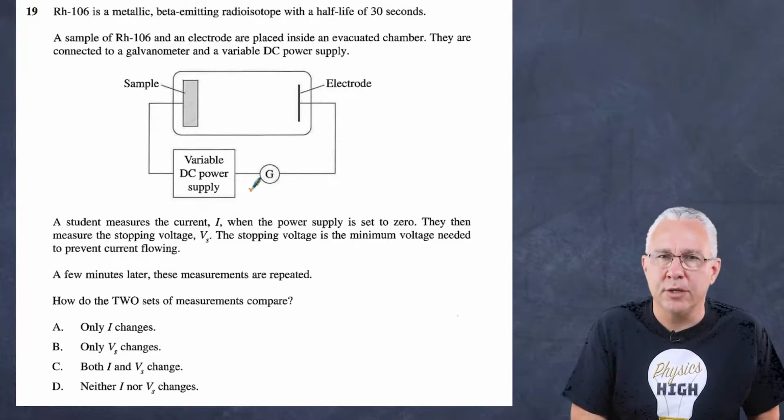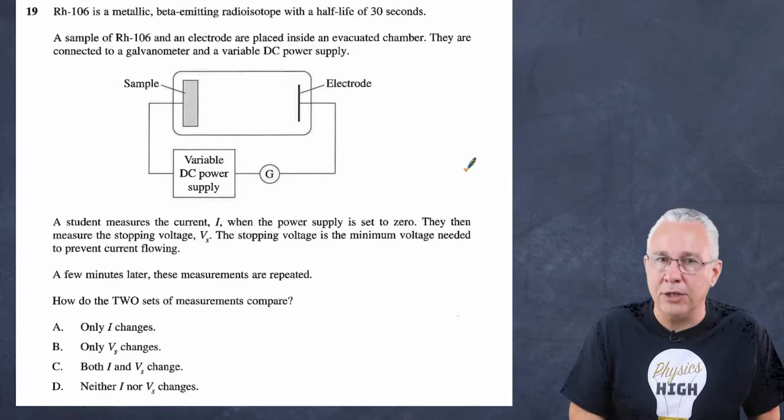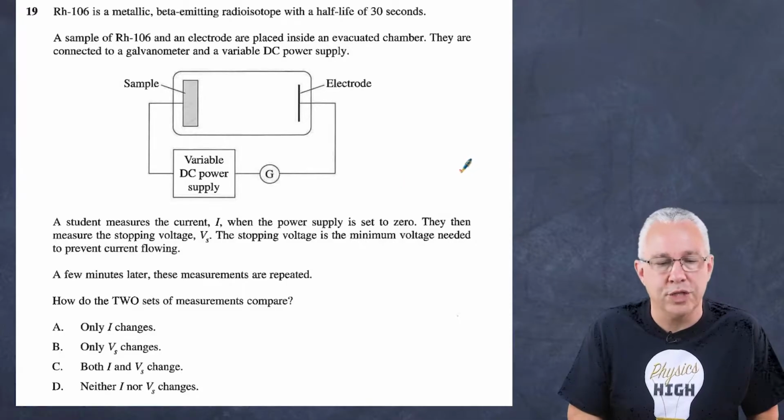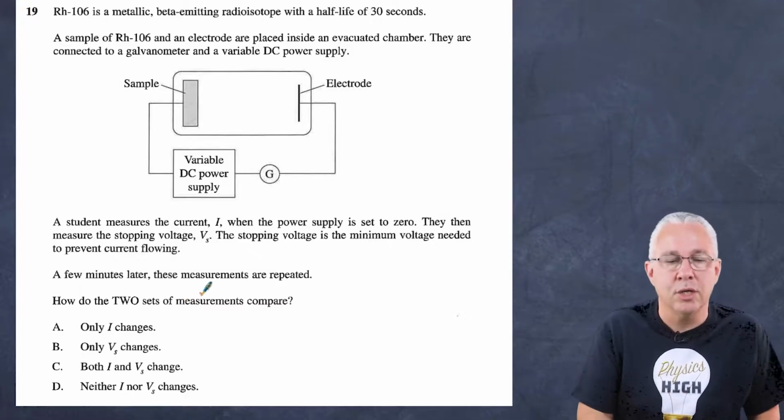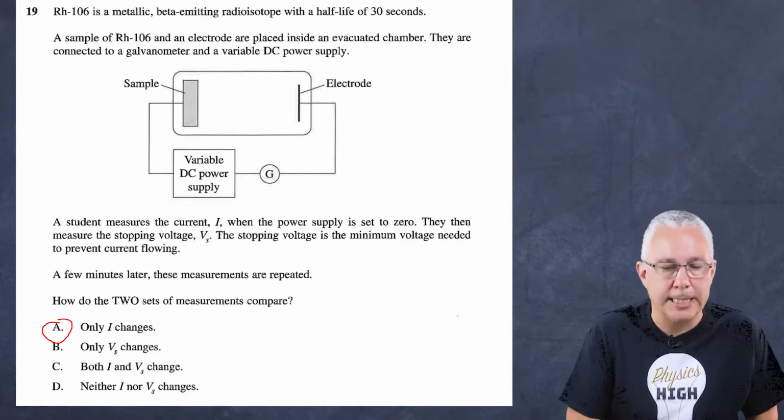But what about the stopping voltage? Well, the stopping voltage tells us the speed at which they are moving across, or specifically the energy with which they're moving across. That's not going to change. Although the rate of decay decreases, the actual value of their energy is not going to change. So when you look at the two sets of measurements, what's going to change? The current, but not the voltage. And therefore, A is our only possible answer.